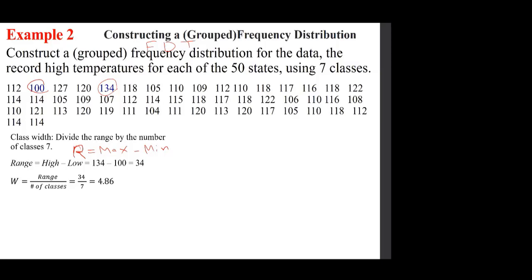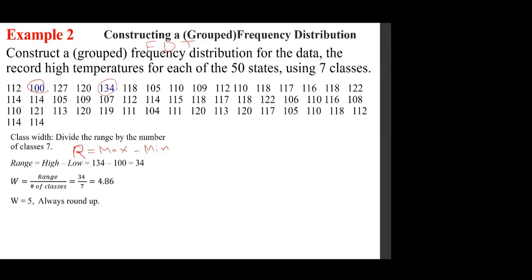And so you want to come up with a width which is going to cover everything. 4.86 is awkward, so we're going to go for a simple number and round it up. Always round up. So I hope everybody is clear as to why we choose 5.